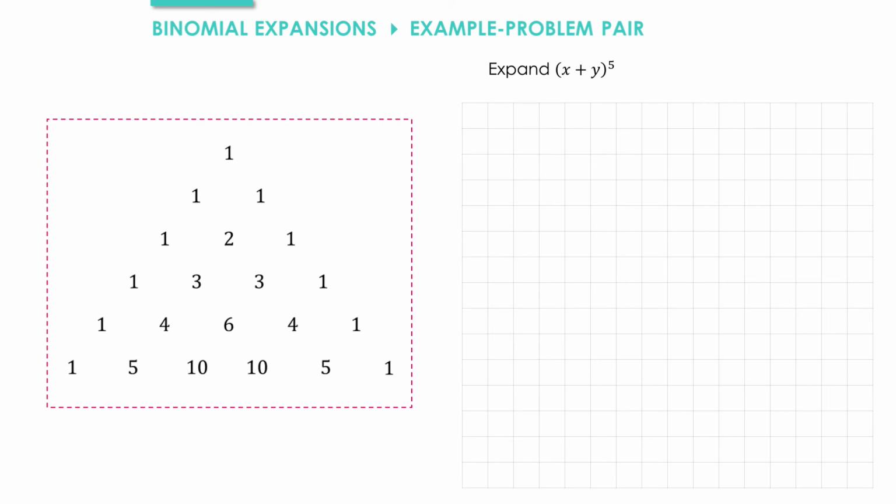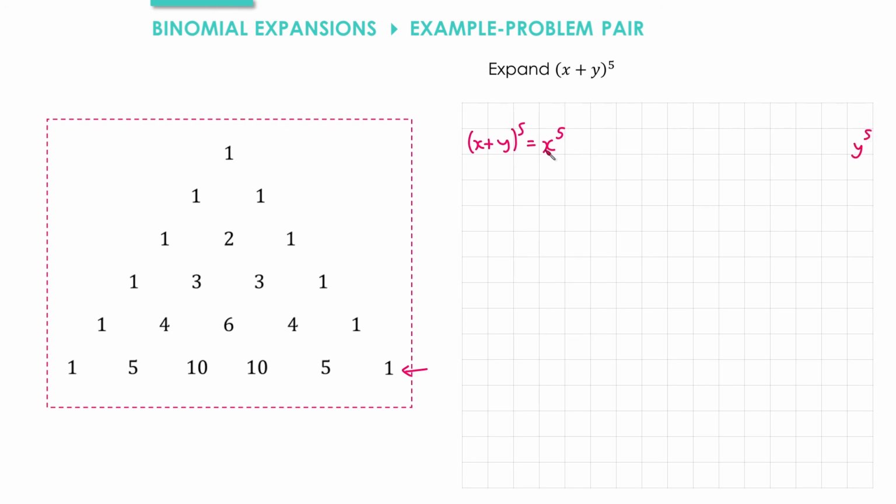Welcome back, here's my solution then. So if we want x plus y to the power of 5, we want the 6th row with 6 terms, which is this row in Pascal's triangle. So we've got x plus y to the 5 equals, and then the first term will be x to the 5, and the very final term at the end will be y to the 5.